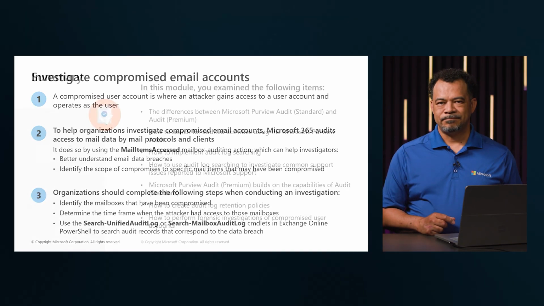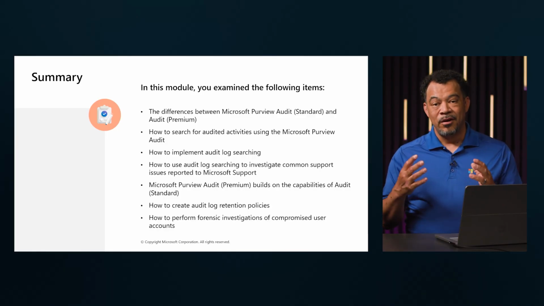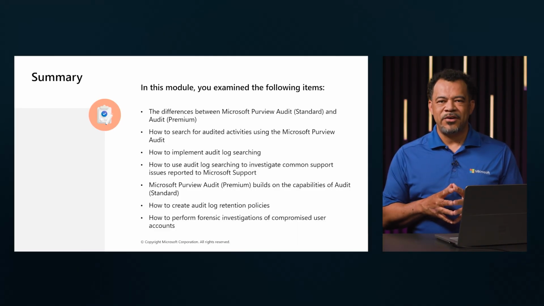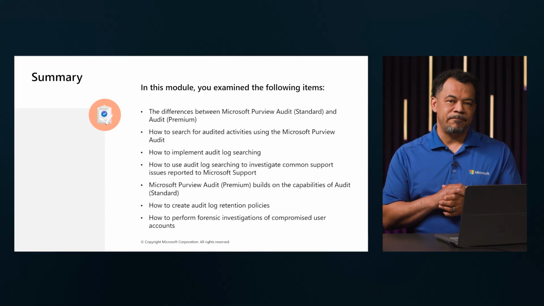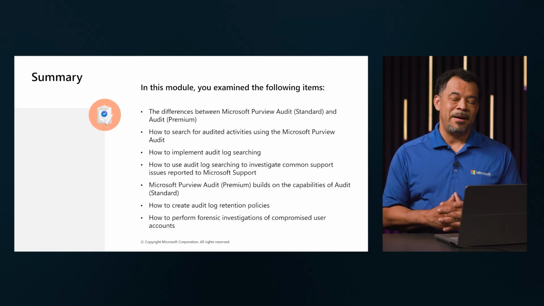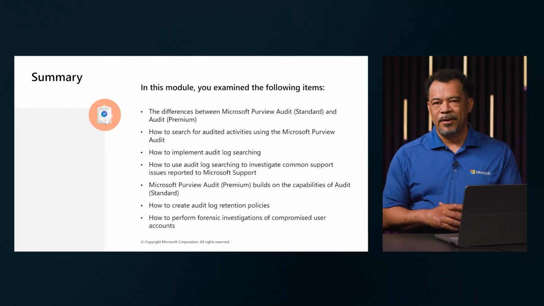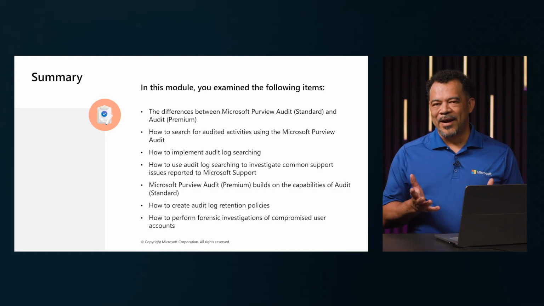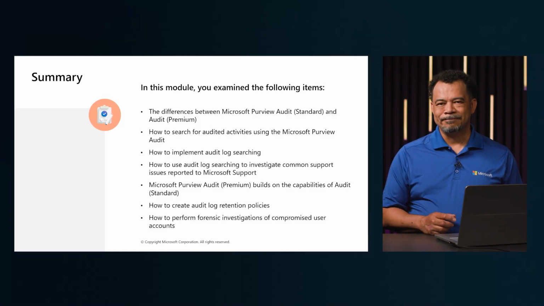So now, in this module, we looked at the differences between Microsoft Purview Audit Standard and Audit Premium. We looked at how to search for audit activities using Microsoft Purview Audit. We looked at how to implement audit log searching. We looked at how to use audit log searching to investigate common support issues reported by Microsoft Support. We looked at Microsoft Purview Audit Premium and how it builds on the capabilities of Audit Standard. We looked at how to create audit log retention policies. And finally, we talked about how to perform forensic investigations of compromised user accounts.